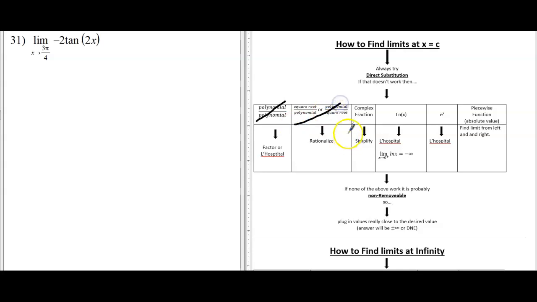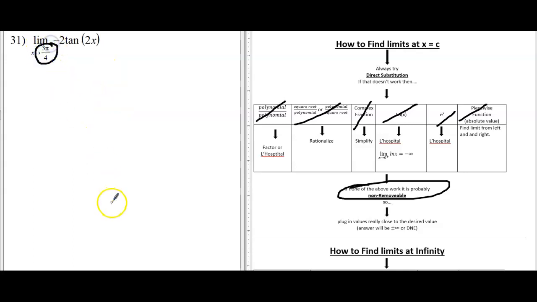So let's see, it's not a polynomial over polynomial, so we can't do that. No square roots are involved. It's not a complex fraction. It's not any of these. Well, it's a non-removable discontinuity. So the only thing I'm going to be able to do here at this point is to pick a number really close to 3 pi over 4 and plug it in. Now once again, we're going to have to do it from the left and from the right because it's not specifying which side to do.